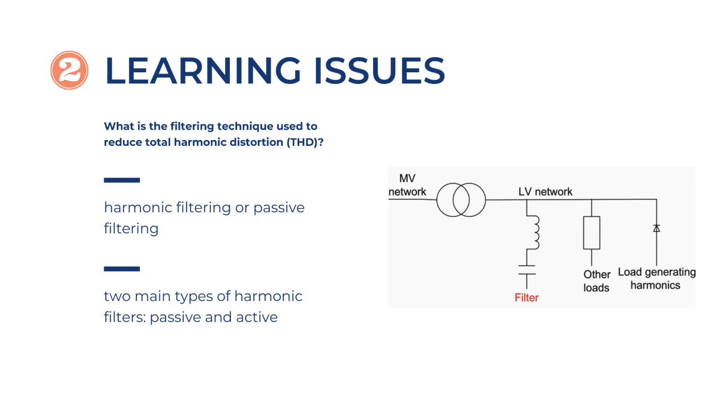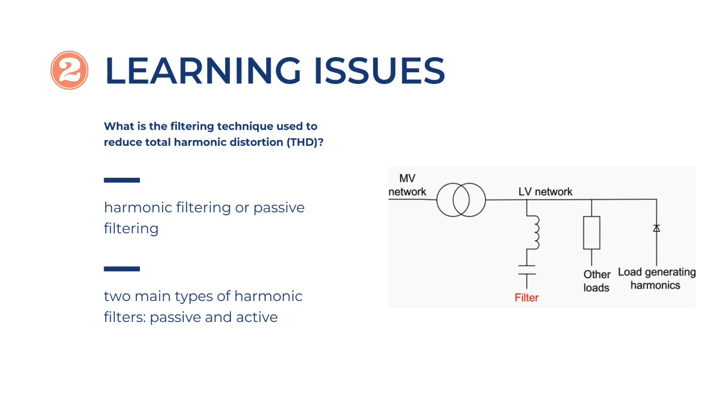So what is the filtering technique that is used to reduce THD? The filtering technique that is most commonly used to reduce THD in power electronic systems, including inverters, is known as harmonic filtering or passive filtering. Harmonic filters are used to reduce THD in power electronic systems, and there are two main types of harmonic filters, both passive and active.